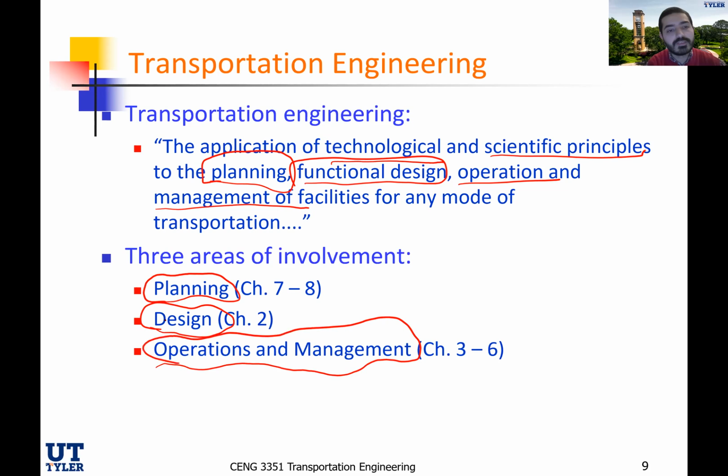That means things are planned already and it's already designed. Now the system is there. As a traffic engineer, now you need to operate it and manage it as well as maintaining it with time. And we're going to try to cover each one of those concepts depending on the chapter. So planning, we're going to have it in chapter 7 and 8. Design is going to be chapter 2. And operation and management mainly is from chapter 3 to chapter 6.